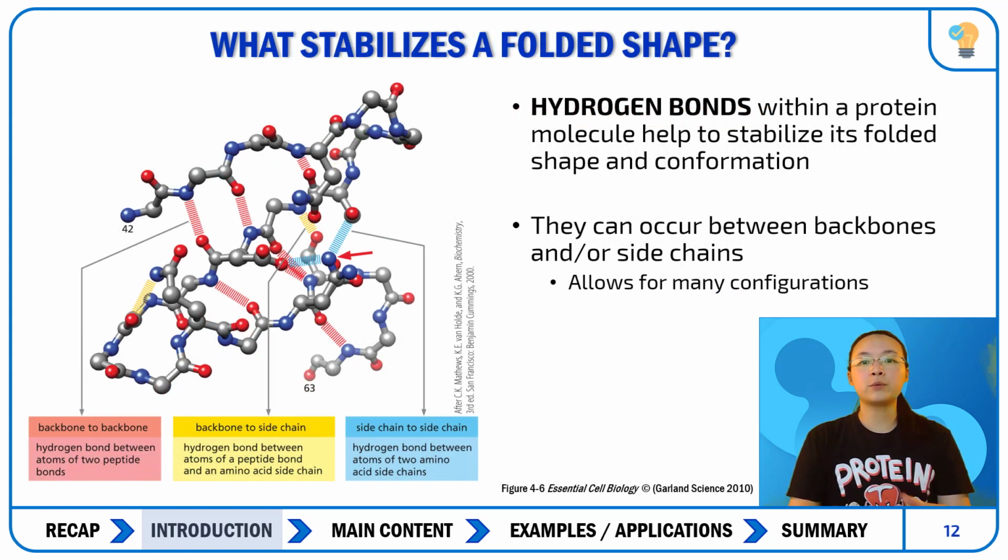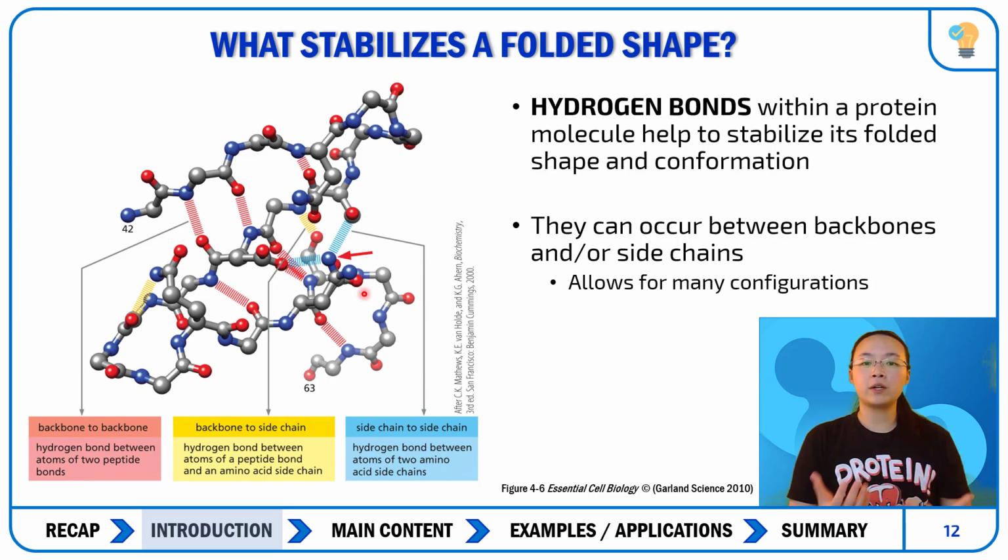So then, once your protein's folded into its desired shape, or its most probable shape, what keeps it together? Specifically, it's the hydrogen bonds. They occur between the polypeptide backbone and/or its side chains to stabilize a protein's folded conformation. So you have hydrogen bonds occurring from backbone to backbone, from backbone to side chain, and from side chain to side chain. So this helps to stabilize a protein's folded conformation.